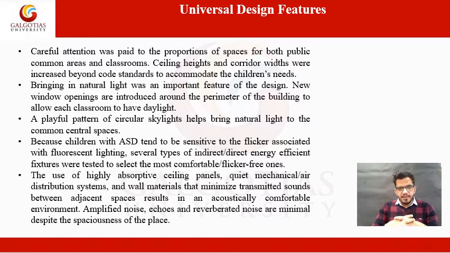Bringing in natural light was an important feature of the design. New window openings are introduced around the perimeter of the building to allow each classroom to have a particular amount of daylighting. A playful pattern of circular skylights helped bring natural light to the common central spaces. Because children with ASD tend to be sensitive to the flicker associated with fluorescent lighting, several types of indirect, energy efficient light features were tested to select the most comfortable flicker free one.